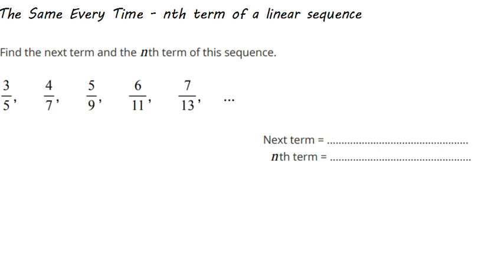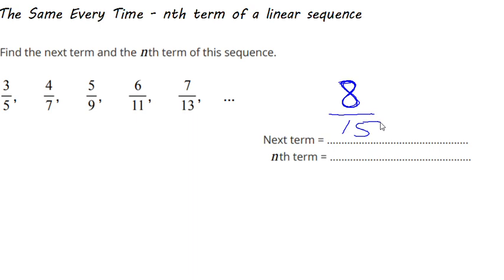So the next term, look at the pattern of numbers on the top, 3, 4, 5, 6, 7. So basically just increasing by 1. So the next term is going to have 8 as the top number there. And looking at the numbers in our denominators, the pattern of numbers there, 5, 7, 9, 11, 13, increasing by 2 each time. So that's going to give me 15 for my next bottom number, my next denominator. So the next term in this sequence, 8 over 15.